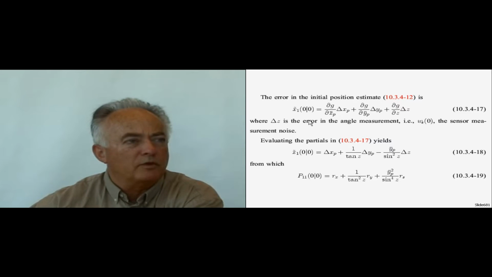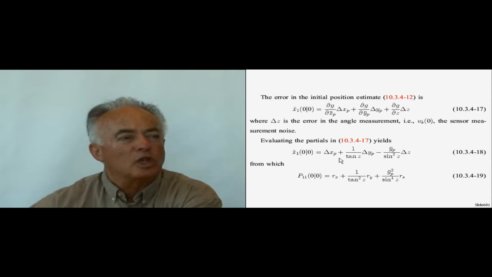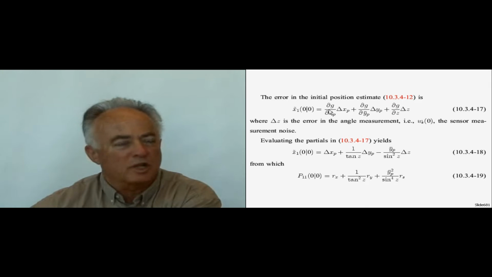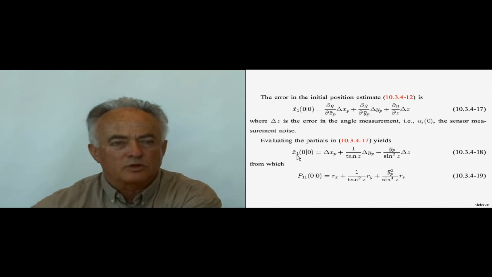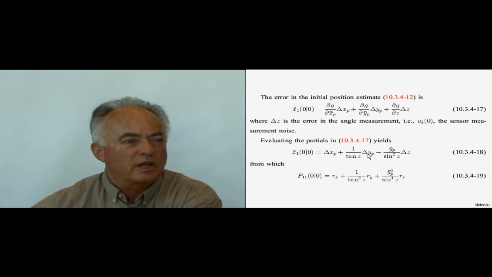These are the partials of the function g, which is the inverse transformation from z to x1, and we can evaluate these using the measurement. Again, these will be evaluated at the measurement because that's all we have at that point. So the x tilde 1, the initial error in the position estimate, will be delta xp plus delta yp over tan z, and the delta z, that's the sensor measurement noise, times yp bar over sine square z.